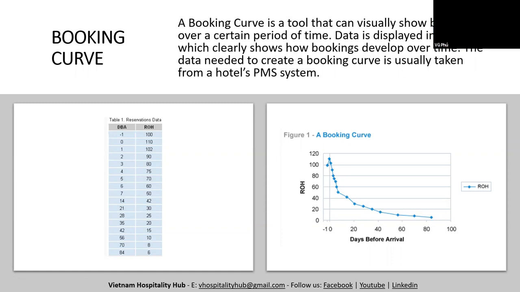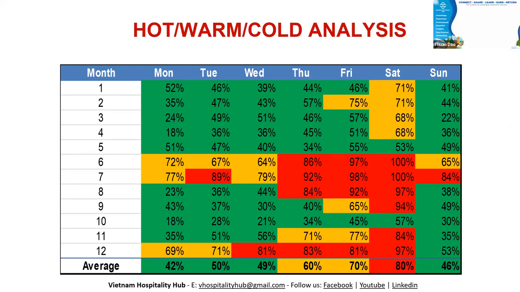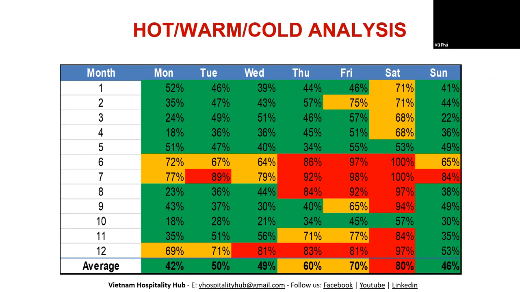Okay. And for the hot, warm, and cold analysis, the occupancy here is the average of all, for example, all the Mondays of the month, or all the Tuesdays of the month. Usually I present this for one year, because I do it for planning the rate for next year. So I need to do this analysis to understand what rate strategy I should apply for the next year.